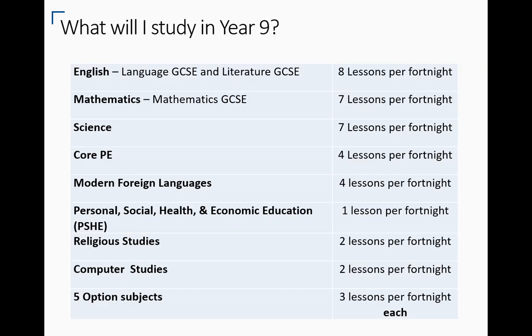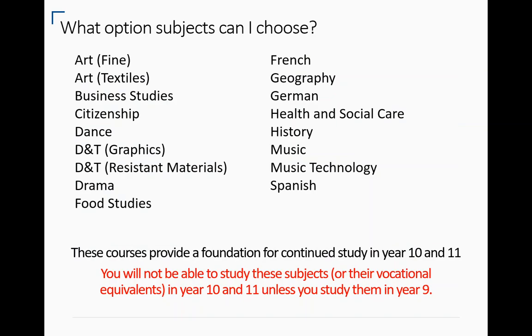Everybody will do PSHE for 1 lesson a fortnight, RE for 2 lessons, computer studies for 2, and then everybody will make 5 options choices and will study each of those option subjects for 3 lessons each per fortnight. So that's how the overall timetable for Year 9 will look.